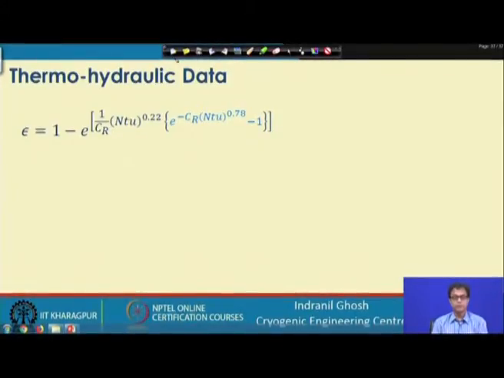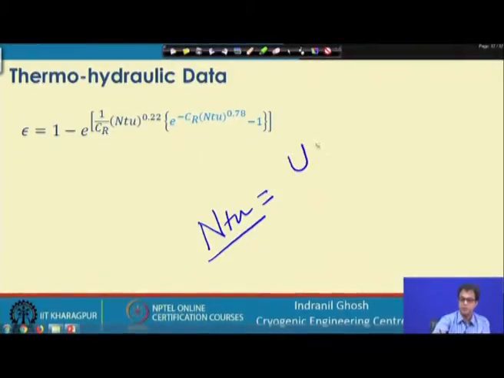Rather, we will try to look whether we can have an estimate of the NTU, number of transfer units. If we look at the expression for the NTU, what it talks about is UA by C_min. Now, let us look whether it is possible to estimate these parameters.